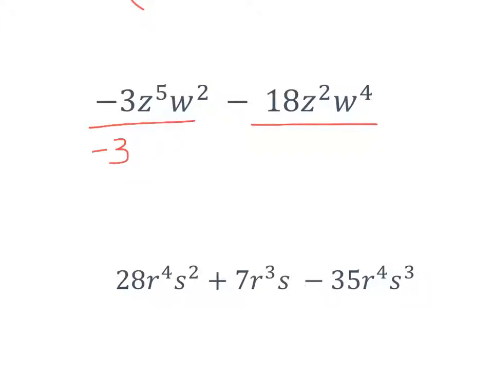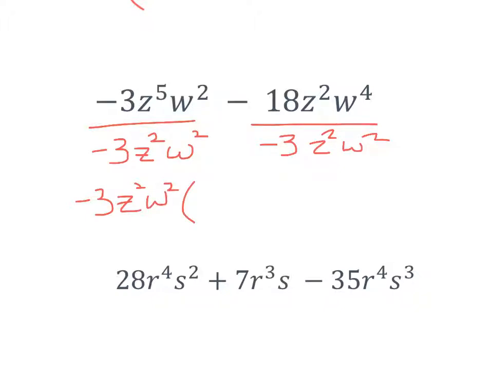Notice they both have a z and they both have a w. So again, I'm going to look for the smallest exponent on the z, which is z squared, and the smallest exponent on the w, which is w squared. So z squared, w squared. So now I'm going to go ahead and divide, and then I'm left with z cubed for the first term plus 6w squared. So each time, a negative divided by a negative is a positive.